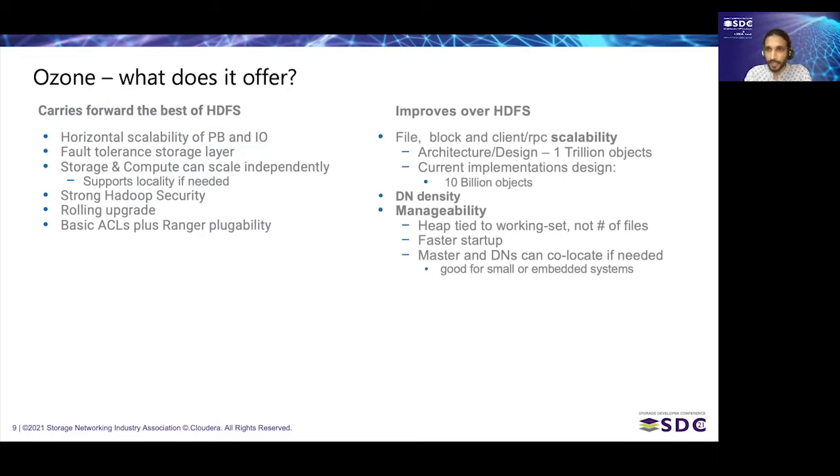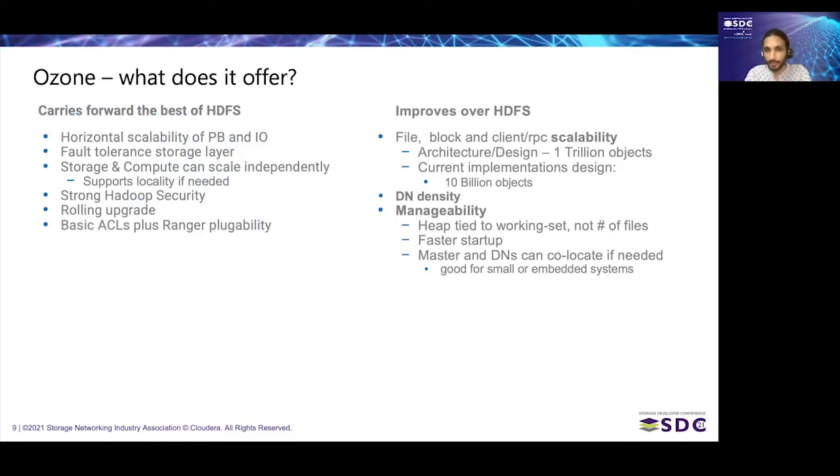In terms of scale, theoretically, Ozone can reach 1 trillion objects. Ozone cluster has been tested with 10 billion objects today. The trillion objects scale can be achieved by some optimizations for small files and some other optimizations.